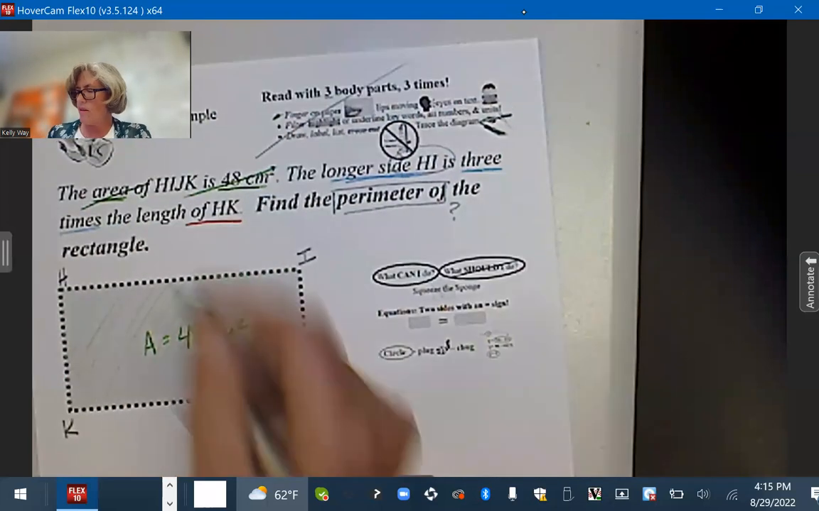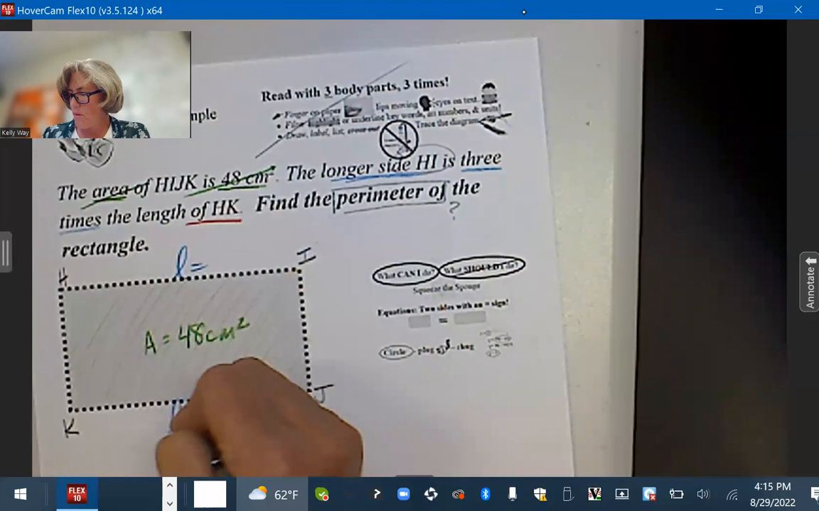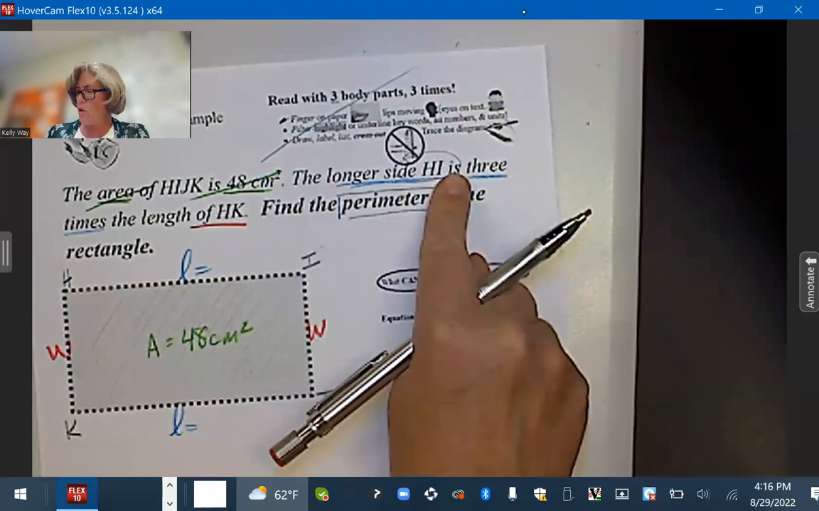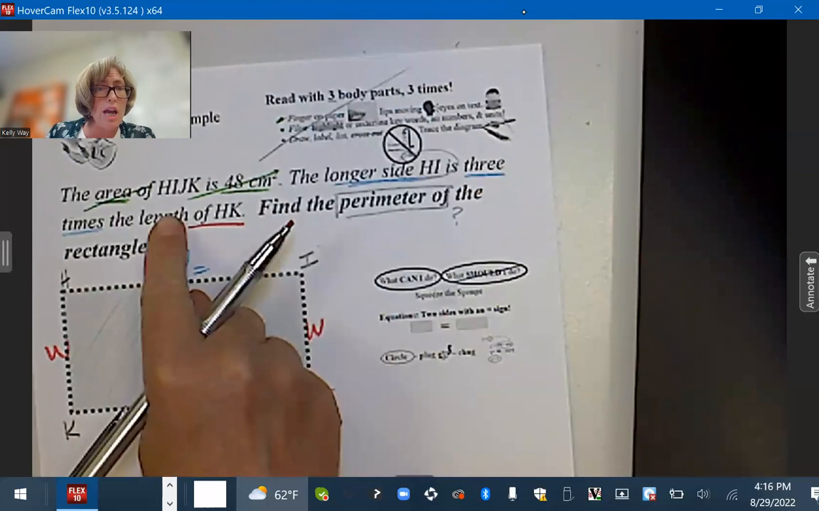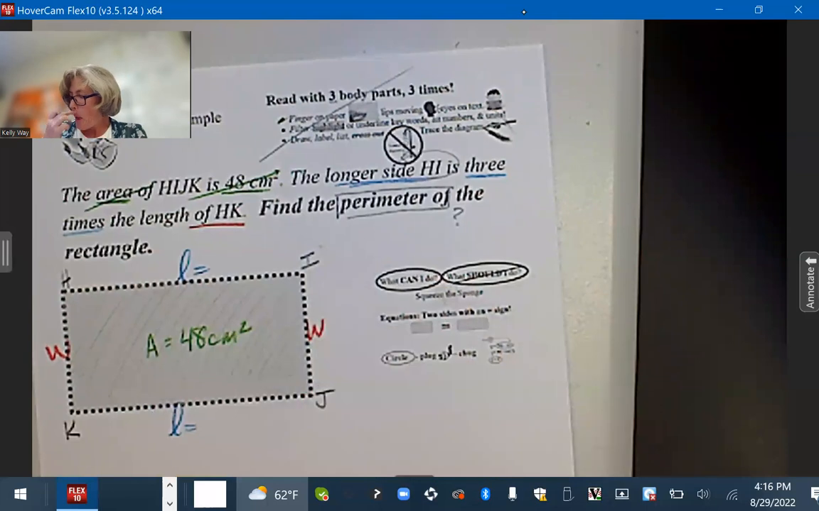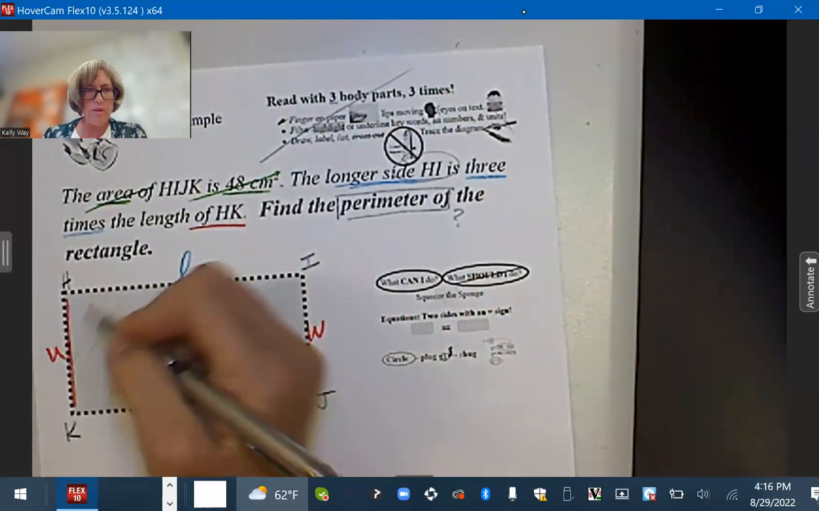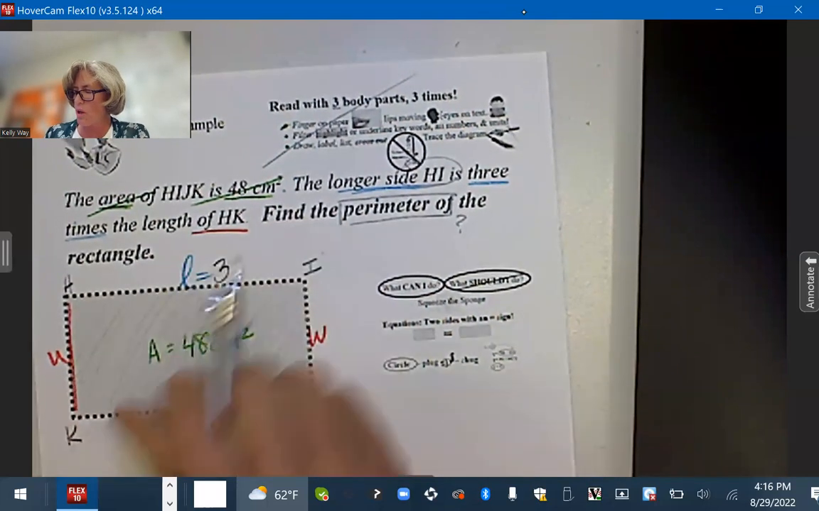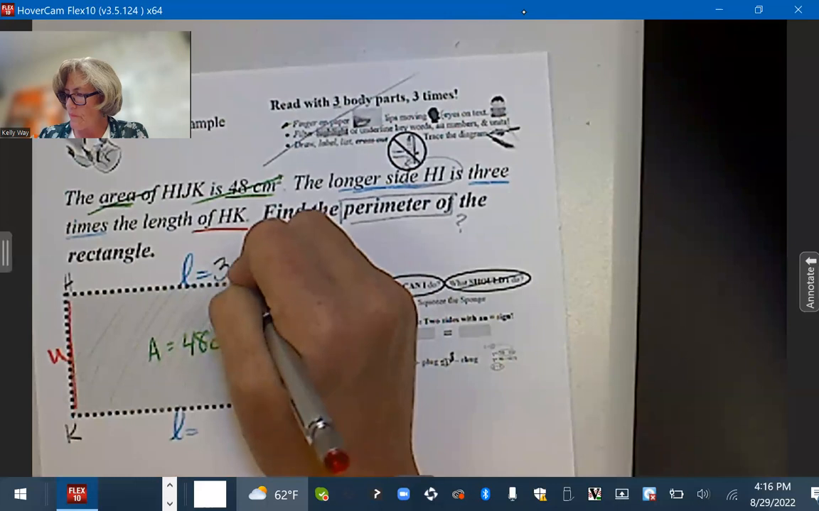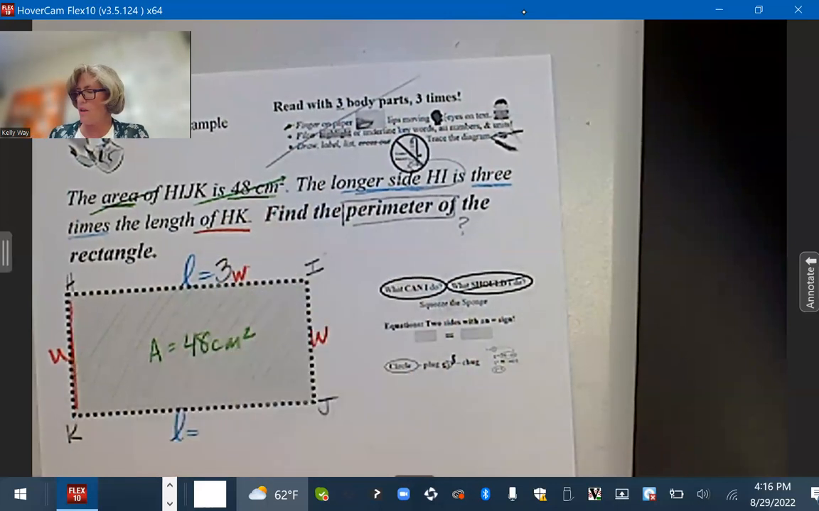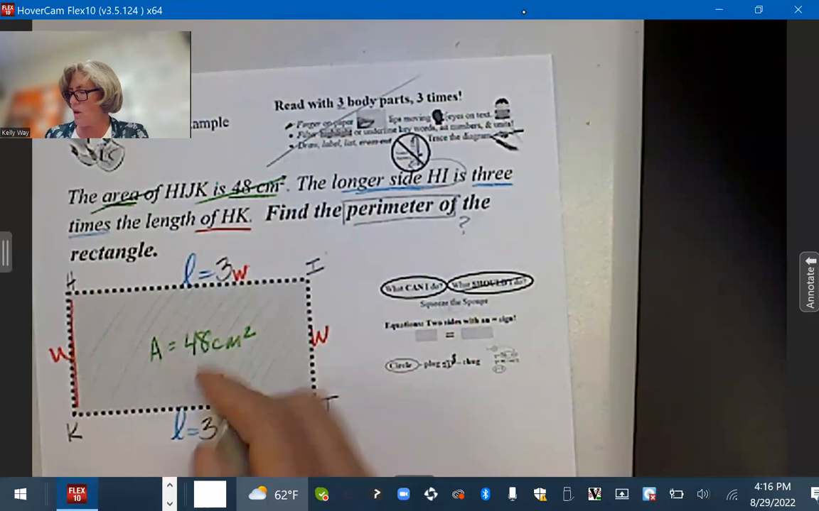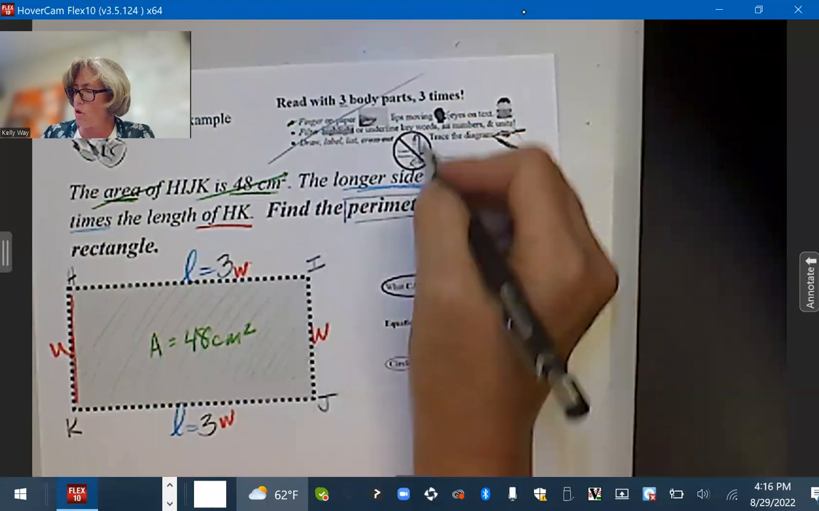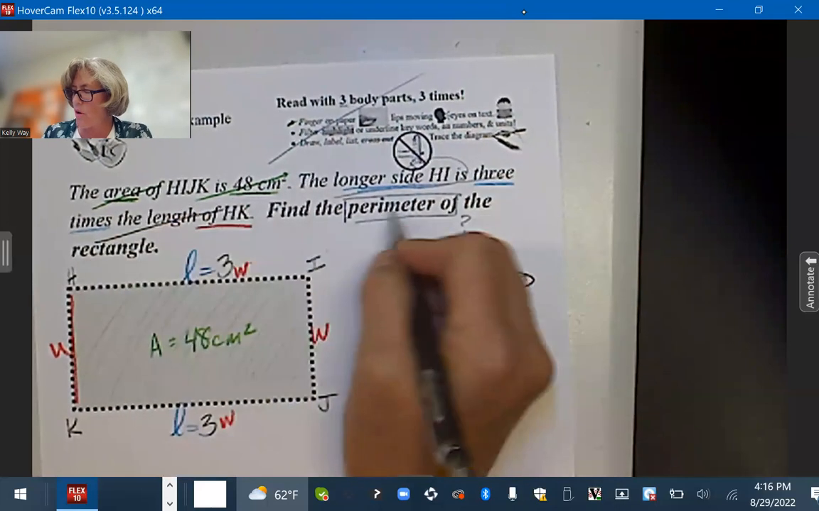Longer side, I have length and I have width. The longer side is 3 times the length of HK. HK is our width. That means our length is going to be 3 times the width. Right there, length is 3 times the width. I haven't even started solving. All we're doing is labeling and crossing stuff out.